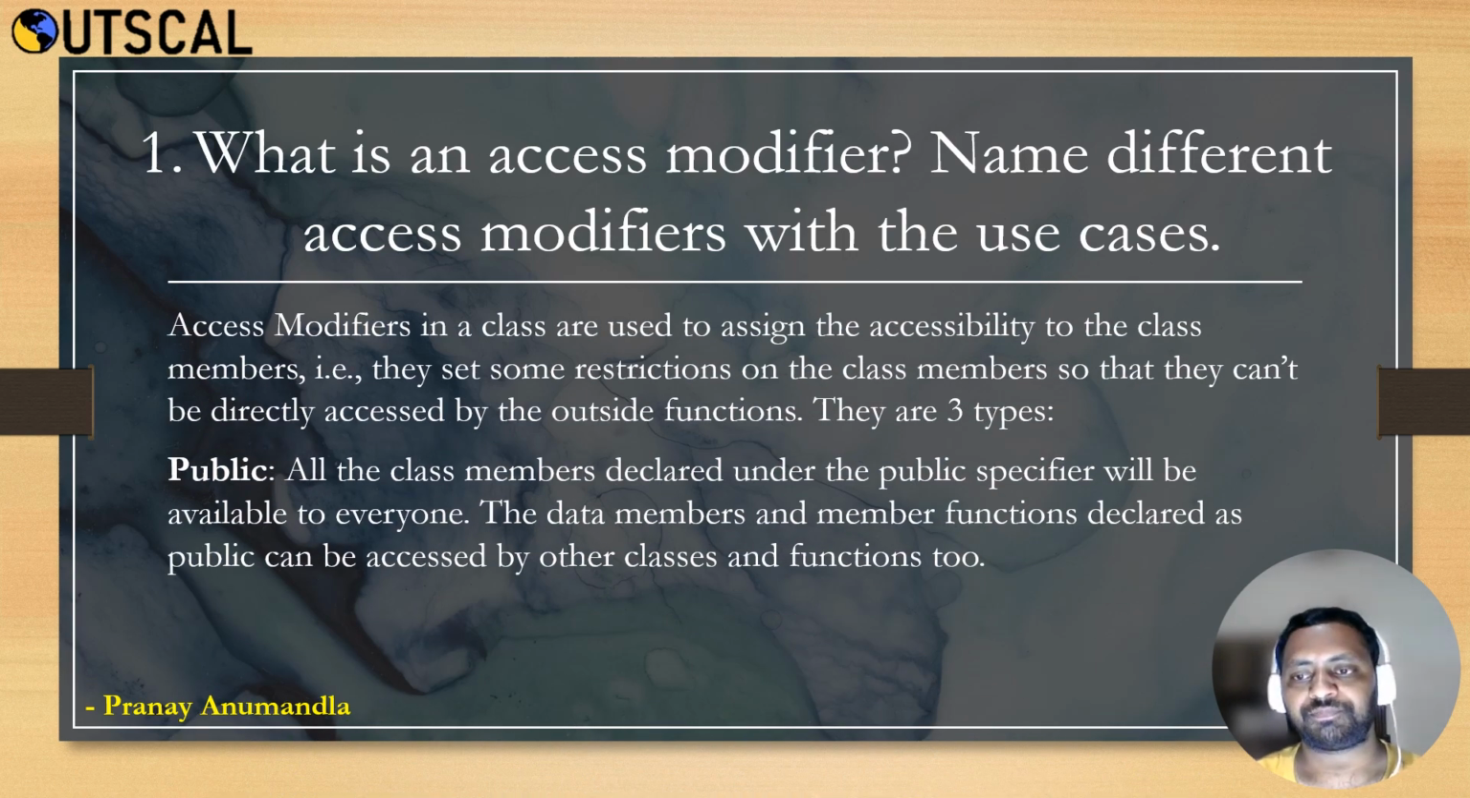public. Public: all class members declared under the public specifier will be available for everyone. The data members and functions declared as public can be accessed outside in other classes and other functions too. And the second one is private. The methods or variables declared under the private access modifier will not be accessible outside the class or in other functions as well. If it is declared in the class, you won't be able to access it in the main function, or in other class functions as well.